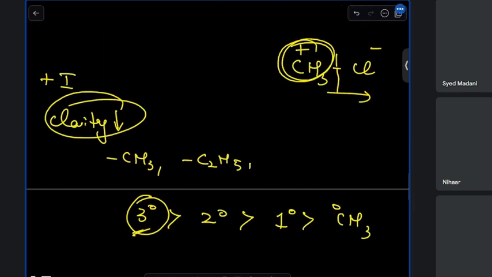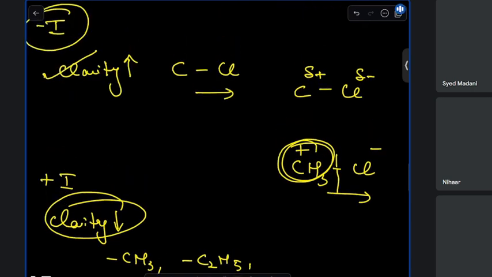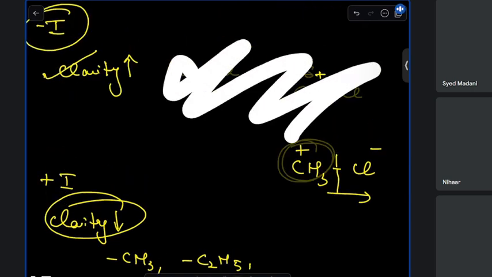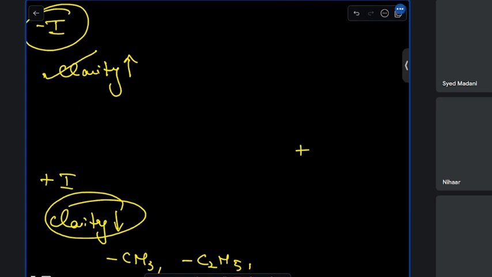But in terms of minus I effect, you should not talk about confusion. You should talk about clarity. Who has more clarity? The ones which are negative in nature. How do you remember the order? I'll tell you how I used to remember.